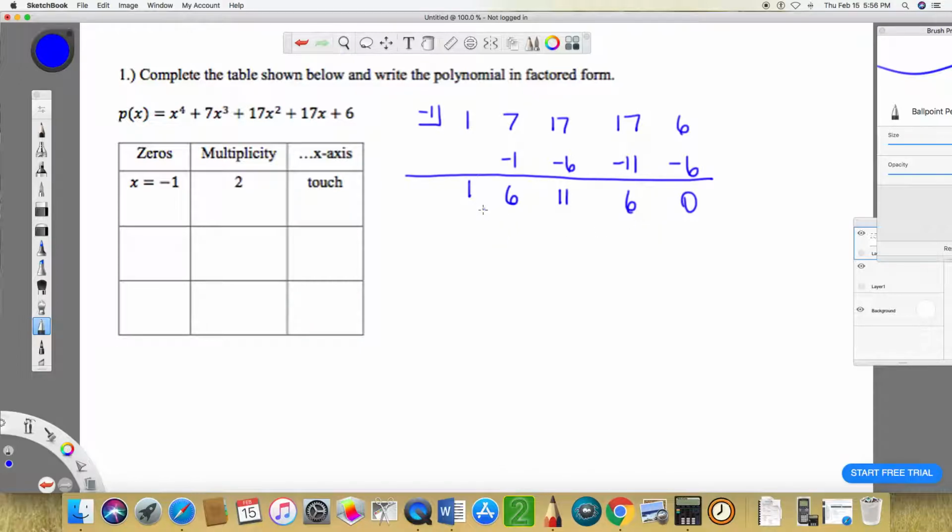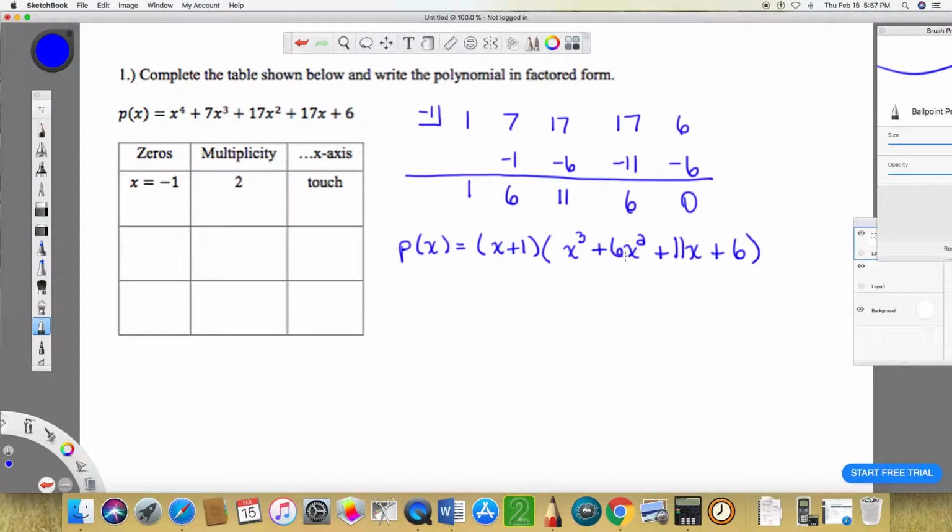So this allows us to factor this p of x. I know that in factored form, because -1 is a zero, x plus 1 is a factor of this polynomial. And now from my synthetic division, I can write this as 1x cubed plus 6x squared plus 11x plus 6.